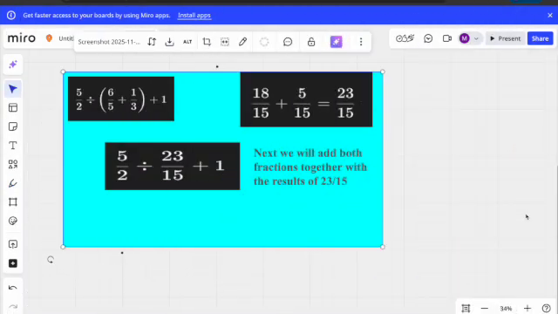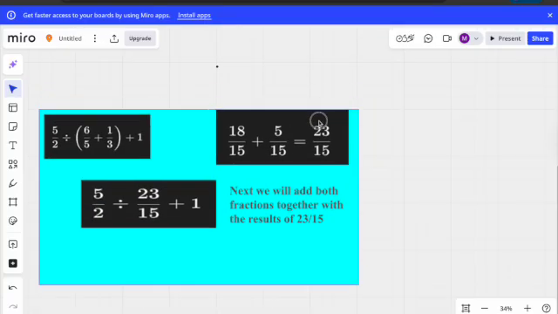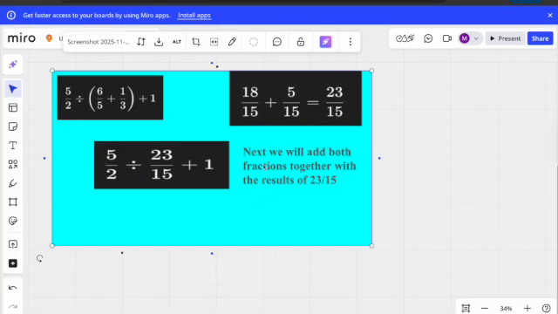So now we are ready to solve the final stages of our problem. We went ahead and added across the 18 and the 5 with our new denominator, and we have 23 over 15. We're going to bring back the original portion of the problem outside of the parentheses, the 5 over 2. We're going to add it over here and bring it back into dividing the 23 over the 15, and we're going to bring back the plus 1.